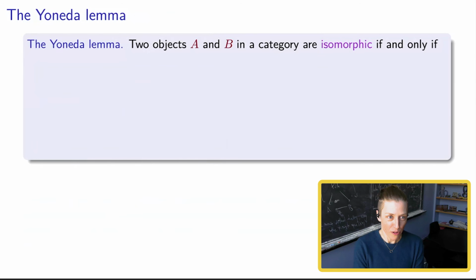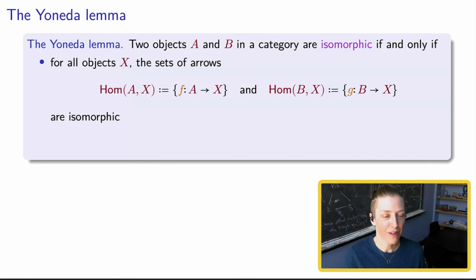So the second ingredient in the proof I just gave is something called the Yoneda lemma, and I'll discuss it in general. If I have objects A and B in a category, they are isomorphic if and only if for all objects X, so all other objects in the category, the set of arrows, and here I'm going to introduce notation for the set of arrows, I'll write Hom(A,X) for the set of arrows in whatever ambient category from A to X, and Hom(B,X) for the set of arrows from B to X. Hom is short for homomorphism, which is what the arrows are in many categories of interest to algebra.